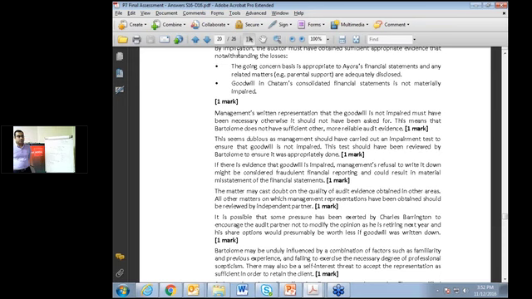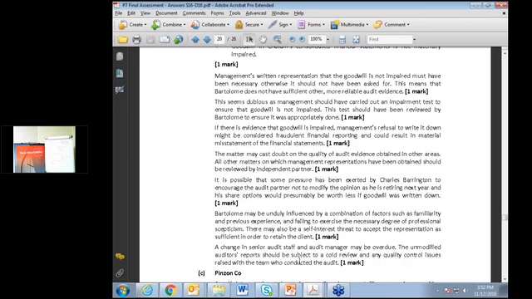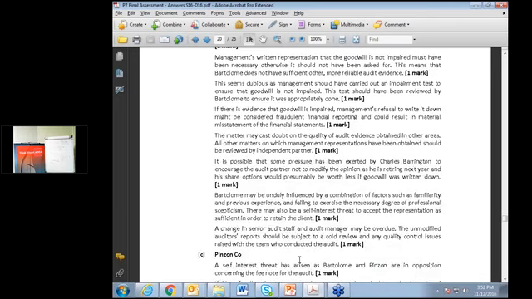Also, another one here is with regard to the pressure from Charles. So it says here, and I'm highlighting it here, it is possible that some pressure has been exerted by Charles to encourage the audit partner not to modify the opinion as he's retiring next year, and his share option will presumably be worth less if goodwill was written down. So this could also be written over here.